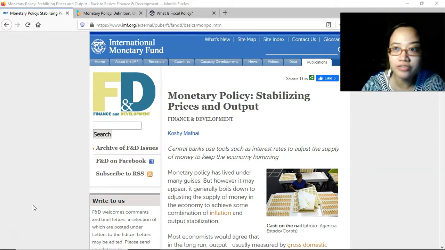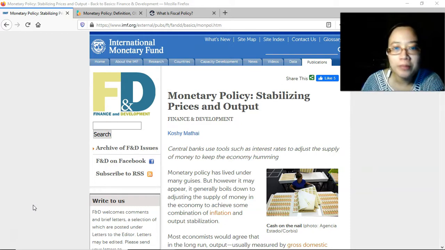Hello there. So this is for the subject monetary policy and central banking. The topic for this one is monetary policy, stabilizing prices and output. Essentially the purpose of monetary policy. So we have here an article from IMF.org. IMF stands for International Monetary Fund, which is an international financial institution.